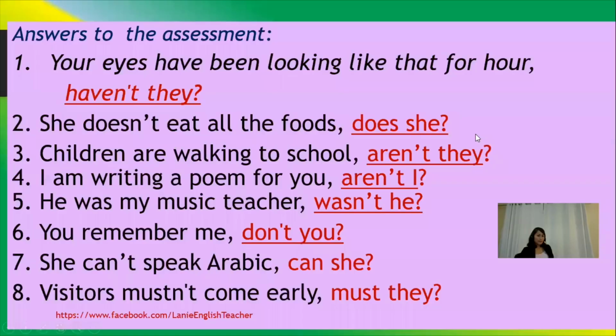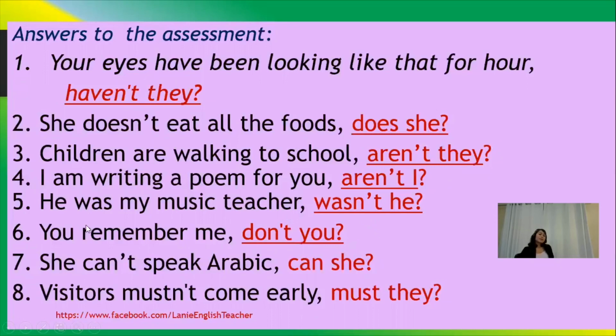Alright. These are the answers to the assessment. Number 1, your eyes have been looking like that for an hour, haven't they? Number 2, she doesn't eat all the foods, does she? Number 3, children are walking to school, aren't they? Number 4, I am writing a poem for you, aren't I? Number 5, he was my music teacher, wasn't he?